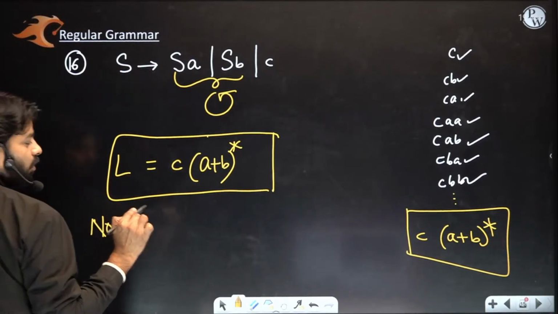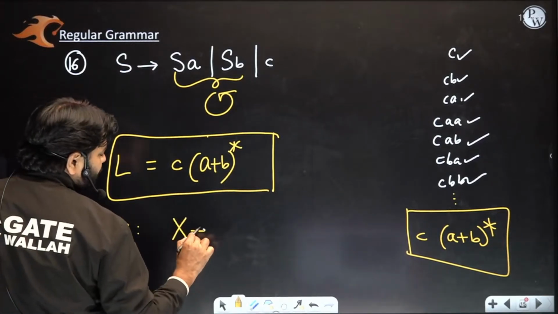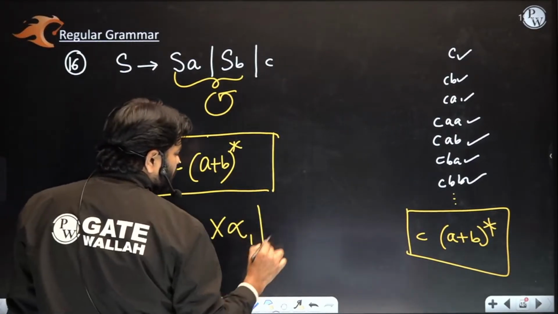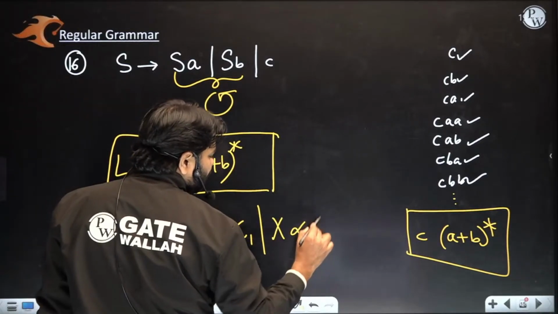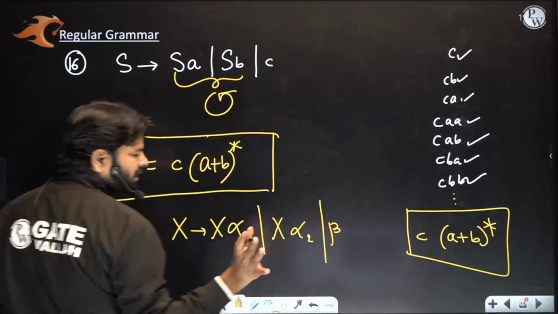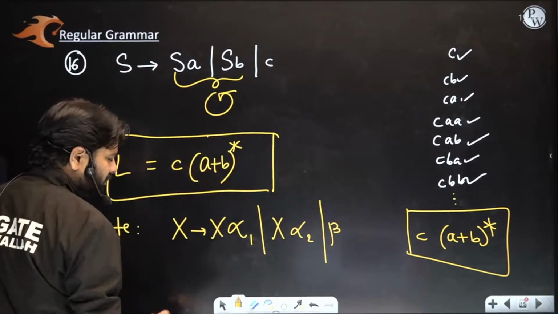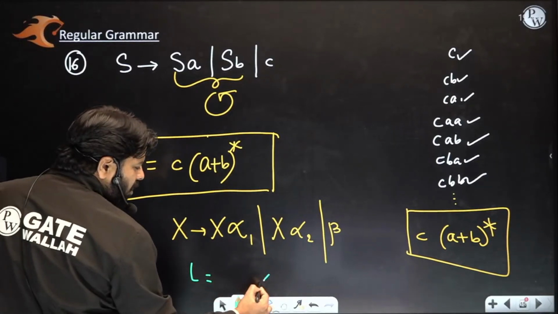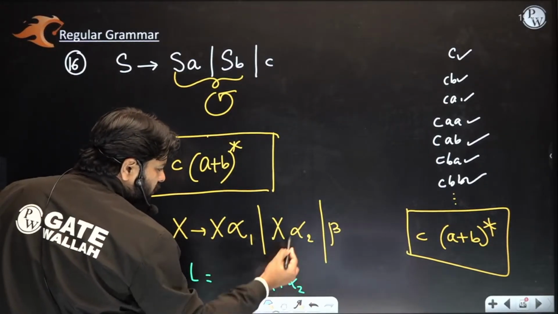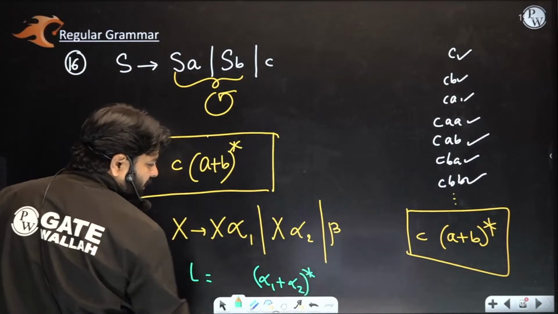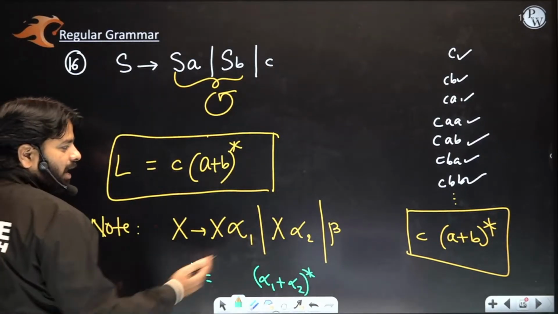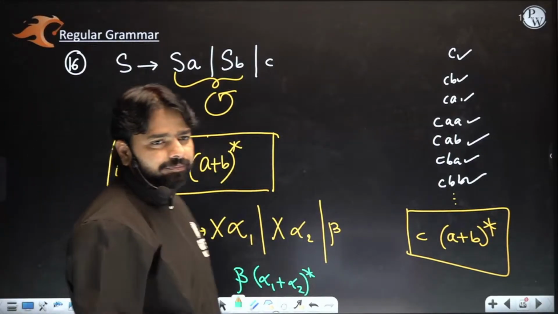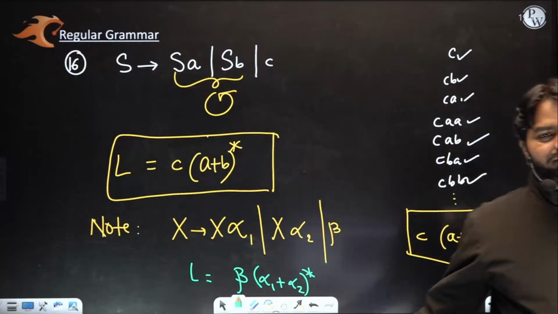Remember, note for this is, suppose when you see X derives X alpha 1, let's say, or X alpha 2, and you have, let's say, a terminator. Any number of terminators is fine, just one terminator I am helping first. So what is going to be your language? Your language is alpha 1 or alpha 2. These two can be repeated any number of times in any sequence. So that's how you write, and beta should come before (alpha 1 or alpha 2) whole star. Okay, you can always follow this.